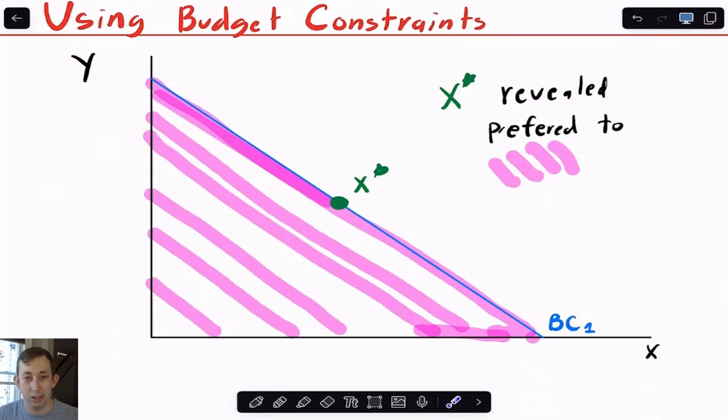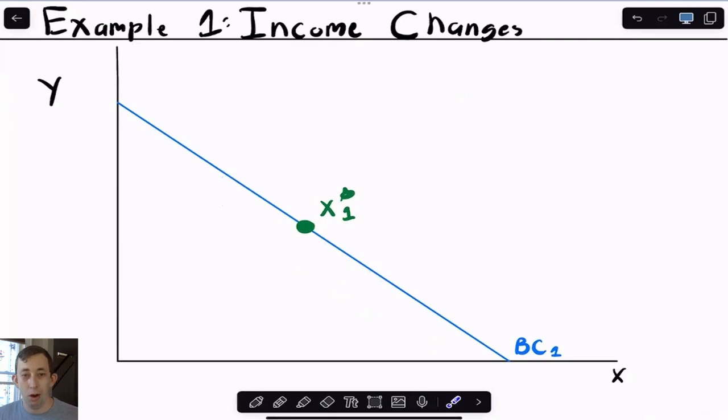If we think about WARP and income changes, suppose that we have a loss in income. Suppose that our income goes down to something like this, and this is going to be BC2. This is important because one of the things with WARP that we talked about with the pies was that both apple and berry pie were available both times.